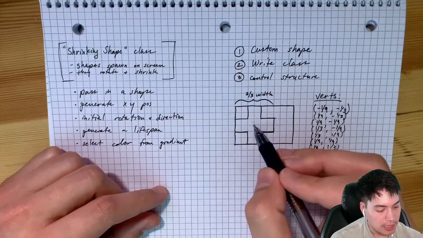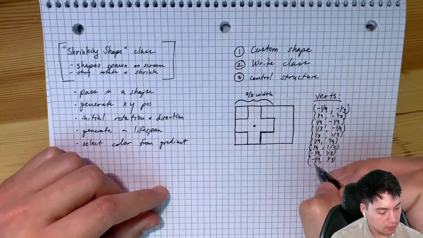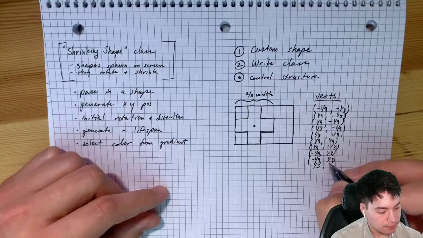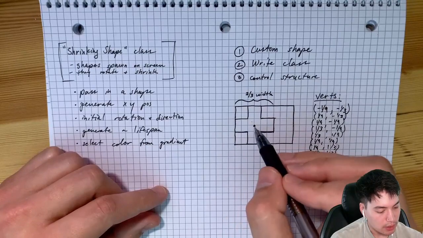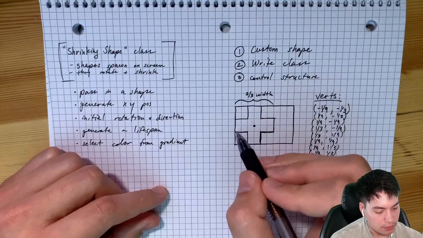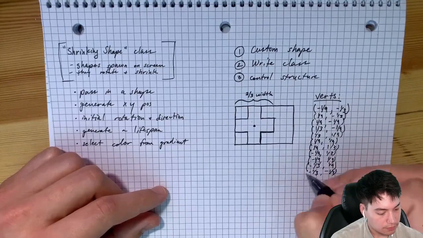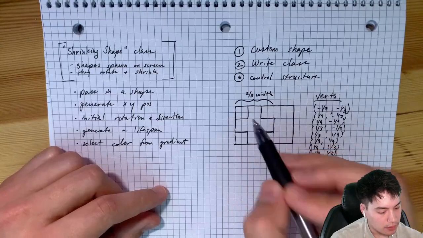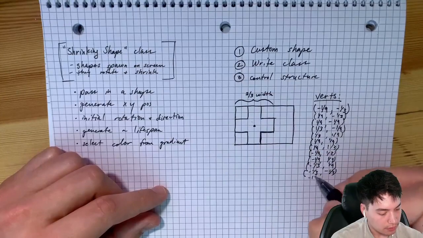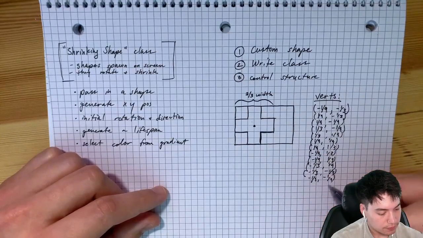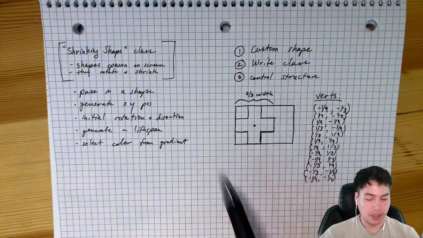This one over here is going to be negative 1/3 for the x value, positive 1/9 for the y value. And then this one here is going to be negative 1/3 for the x value, negative 1/9. And then this last one here is going to be negative 1/9, negative 1/9. Okay, so this is the list of vertices that we're going to need to generate this custom shape here.